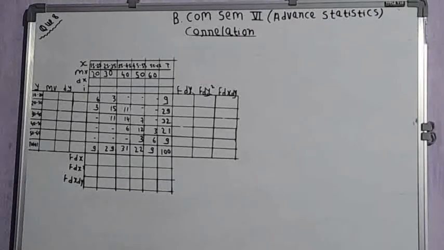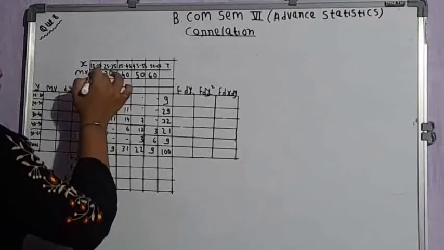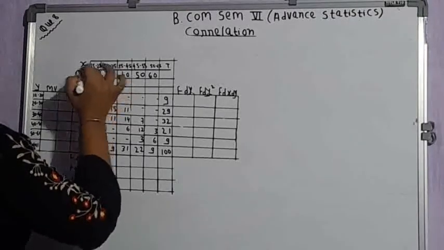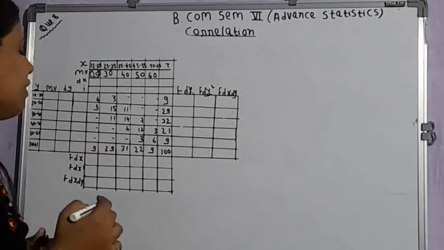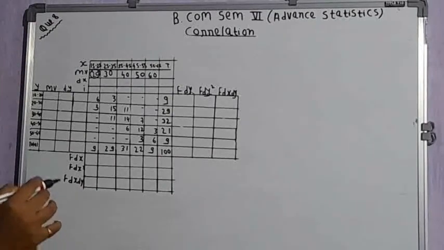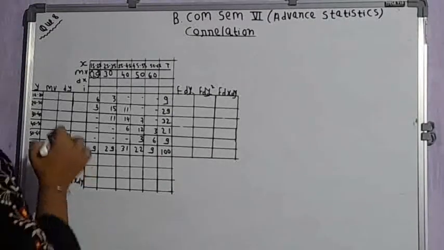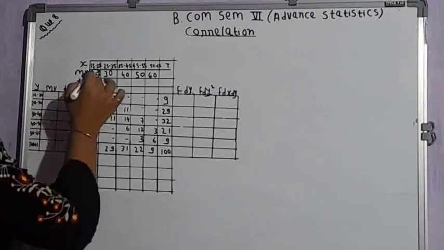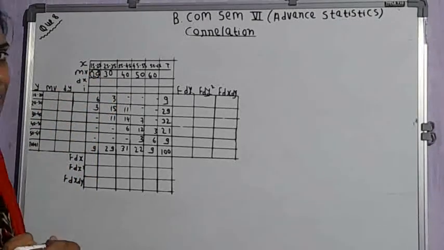Now what we have to calculate? We have to calculate dx. What is meant by dx? Dx means the deviation from the X series. How do we calculate it? We have to take the smallest number from the series as the assumed mean. So what is the smallest number over here? 20. We will consider 20 as our assumed mean, and then we will apply the formula for calculating dx, that is x minus a. X means this item and a means assumed mean.